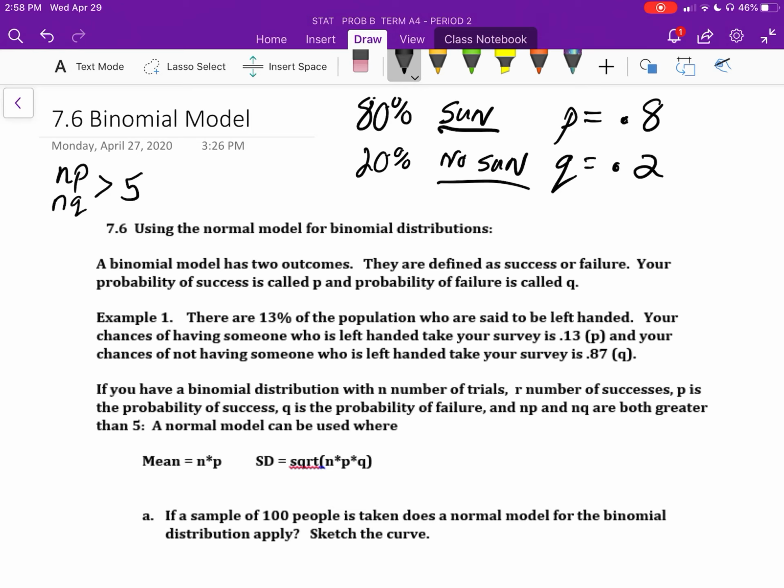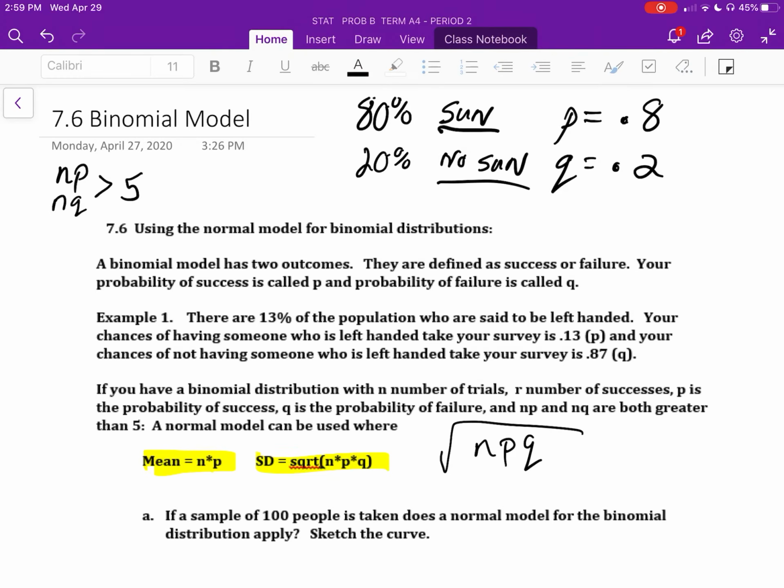If we have a binomial distribution with n number of trials, and the number of successes, the probability of success is P and the probability of failure is Q. And I've told you that n times P and n times Q are both greater than 5. A normal model can be used, and this is the cool thing. The mean is n times P, and the standard deviation is the following formula: square root of n times P times Q. So we're going to practice with that.